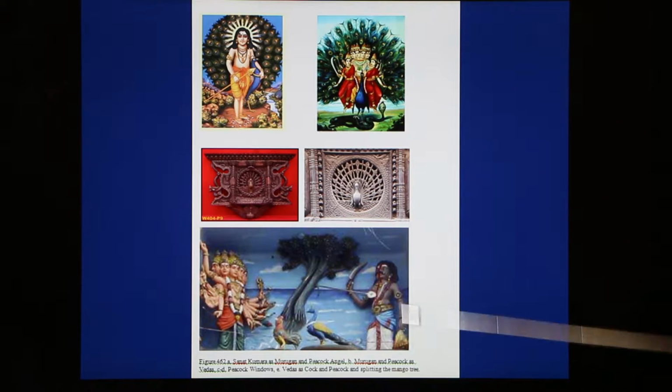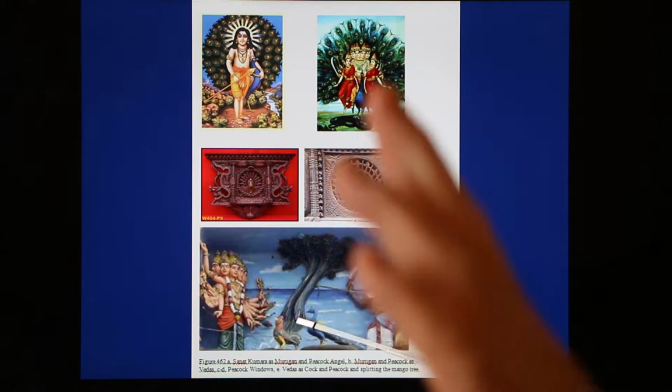And then in the stories about how the Vedas come about, there is this terrible villain or monster called Tarakasura. He has various names, but that's one of them. And you see him here. And then there is a tree, and the tree has to be split first into two, and one part then is the peacock, and the other is the cock, or the rooster.